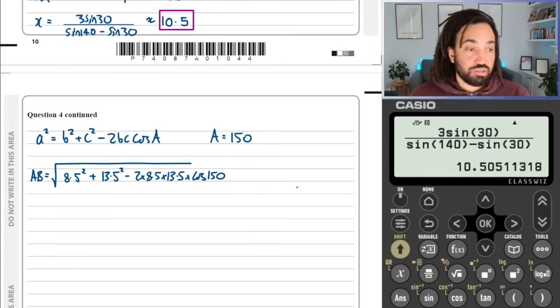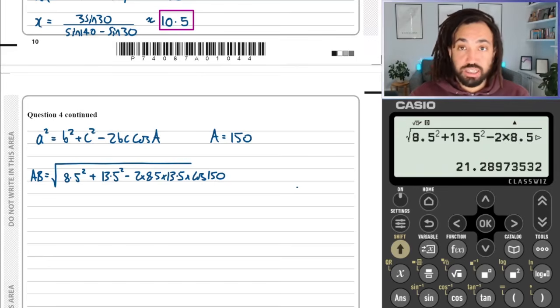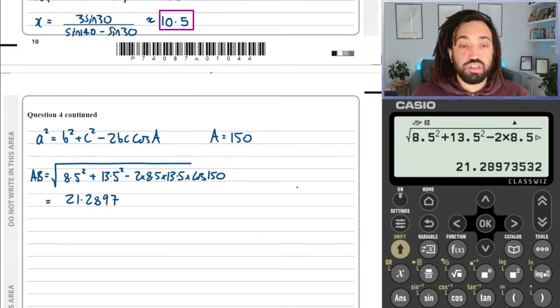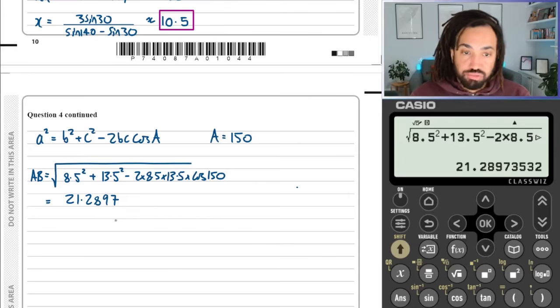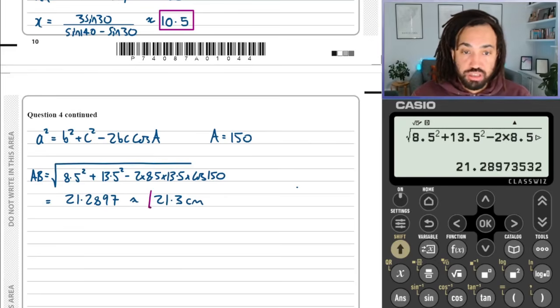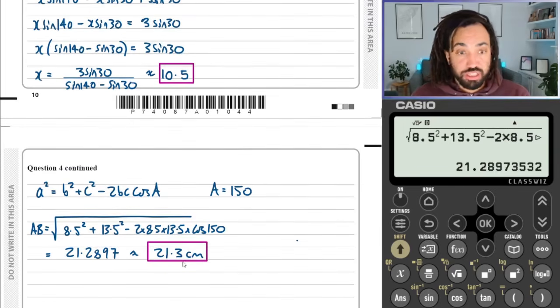So that's just going to go into our calculator. I've just subbed that in directly, and we've got an answer of 21.2897, and that is approximately 21.3, and this was all in centimeters, so we must give the units because we've been asked to work out a distance.